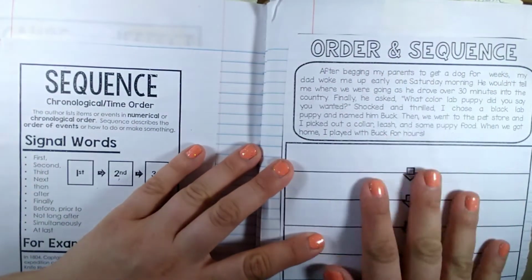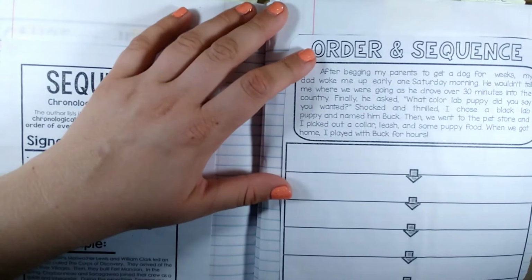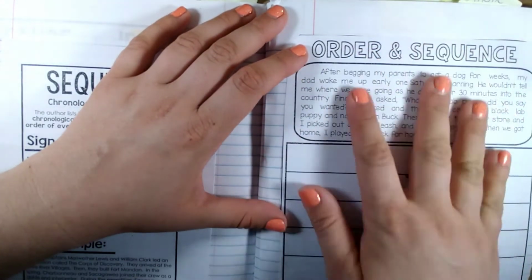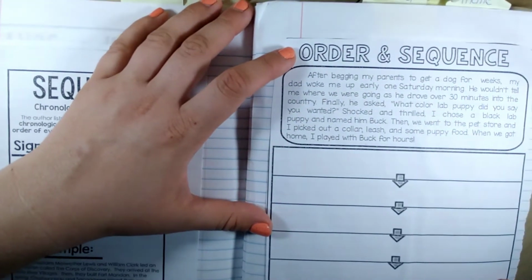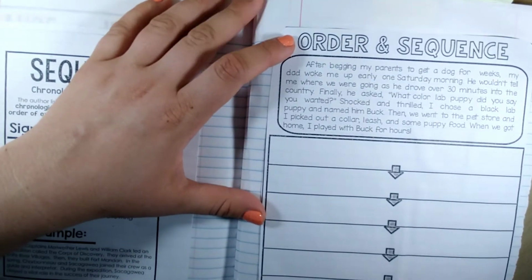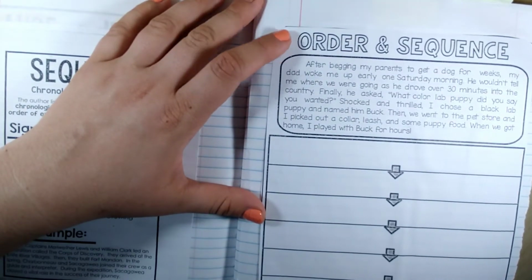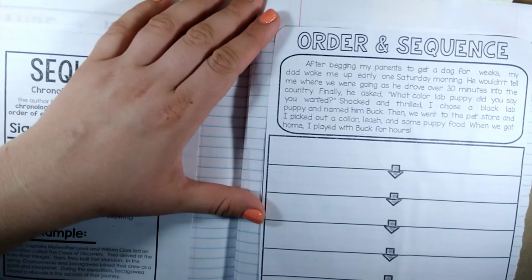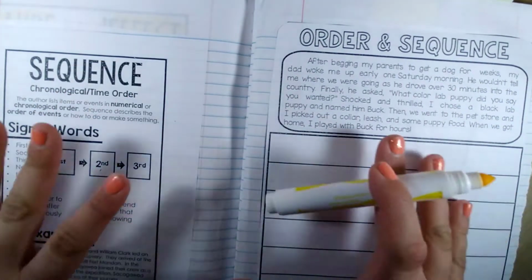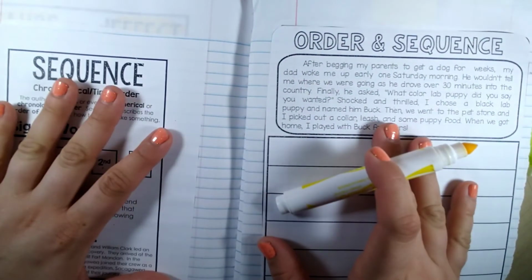Today I'm going to be using chronological order and sequence in a fiction, and then the next time that you see a lesson for reading, it will be informational text. So I want you to glue in both of these notes in your notebooks.